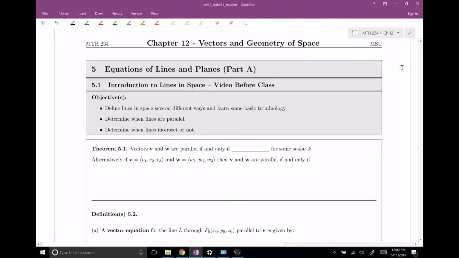All right, welcome everyone to 12.5. This is equations of lines and planes. As you can see, we have two parts, right? There's a part A and a part B. This is a big section.